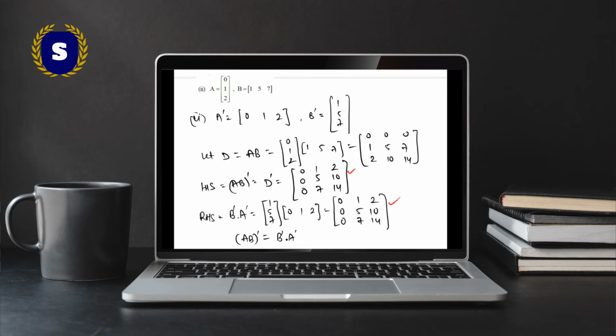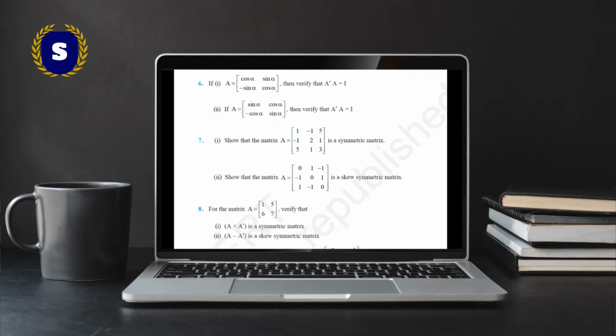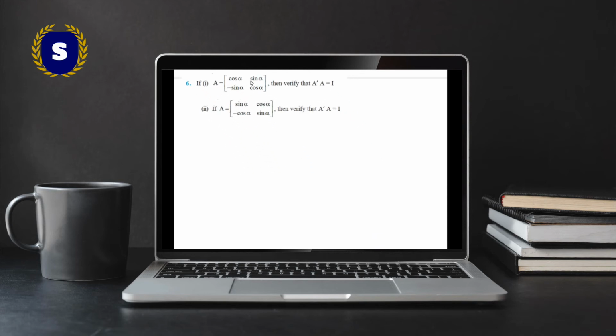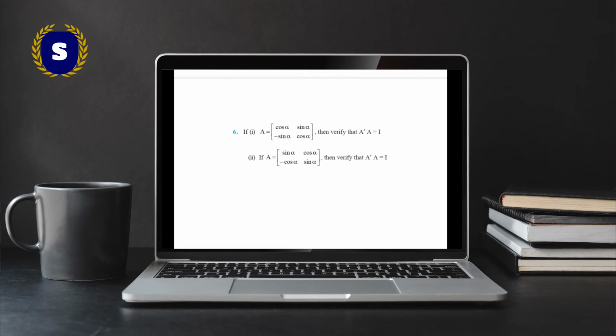Let us solve our next question, that is question number 6. We have to solve each part one by one. For the given matrix A, we have to prove that A transpose into A is equal to the identity matrix. So let us solve the first part.